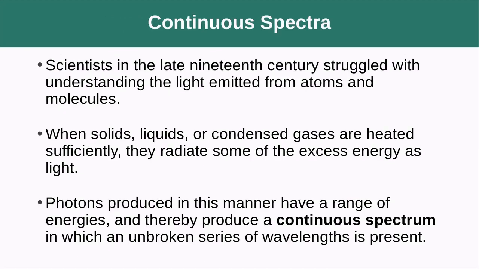So continuous spectra. The scientists in the late 19th century were also struggling with something else. They were looking at light that was emitted from atoms and molecules. And they noticed that when solids, liquids, or condensed gases, gases at high pressure, relatively low temperatures, are heated sufficiently, they radiate excess energy as light. And when they were looking at this, they saw that this produced a continuous spectrum, so that there were photons of many different frequencies in a whole continuum.